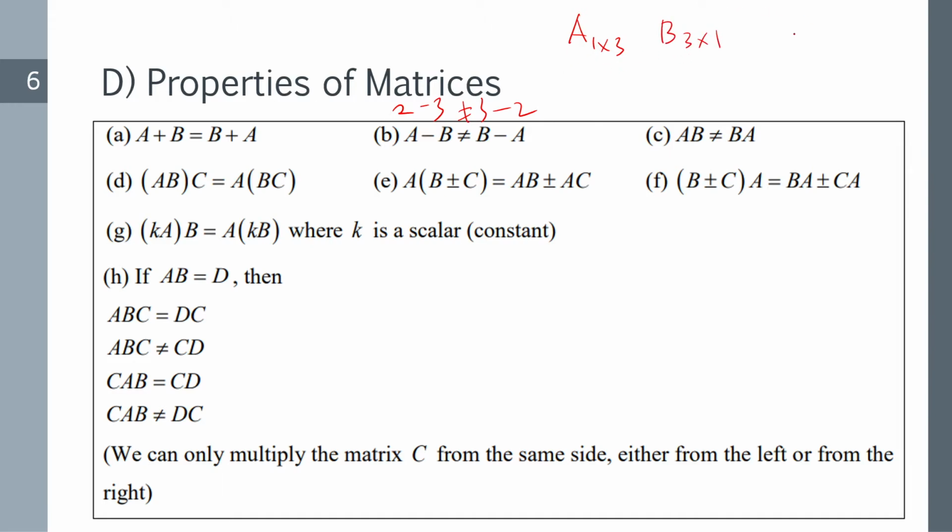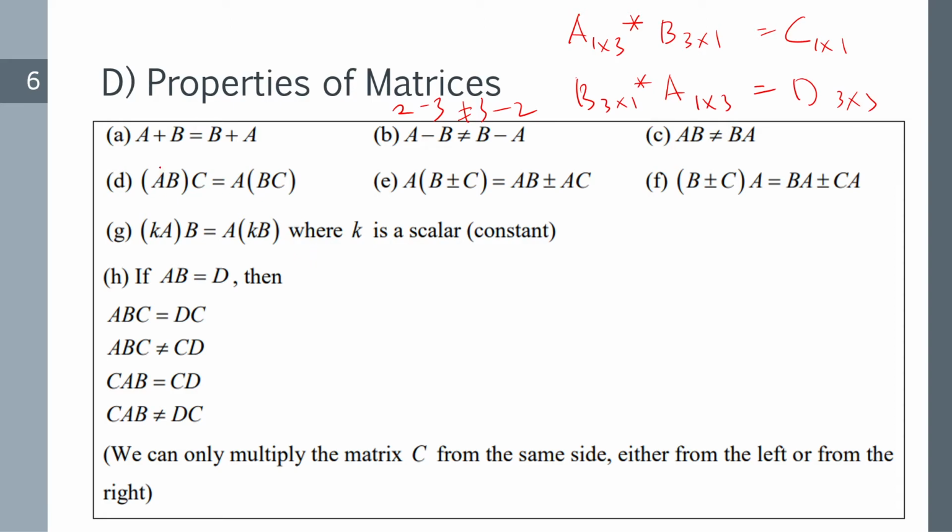So when I multiply A multiplied by B, the size of my answer C is 1 times 1. But when I use my B, 3 times 1, multiplied by A, 1 times 3, my output D is 3 times 3. Definitely from here you can see the sizes of these two matrices are already different. So it's impossible for the answer to be the same. So it means that you cannot interchange A multiplied by B and B multiplied by A.